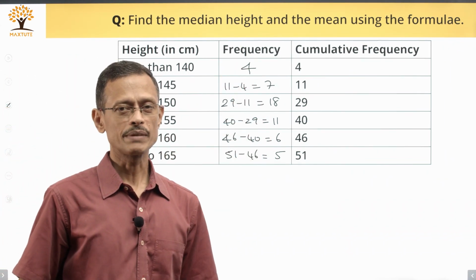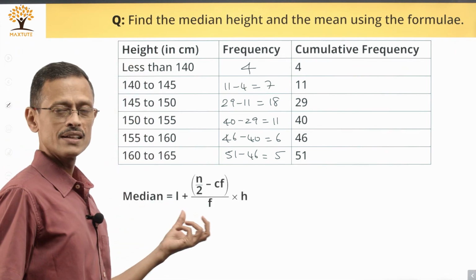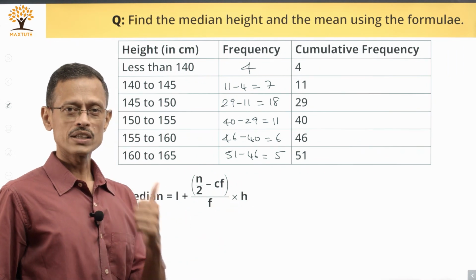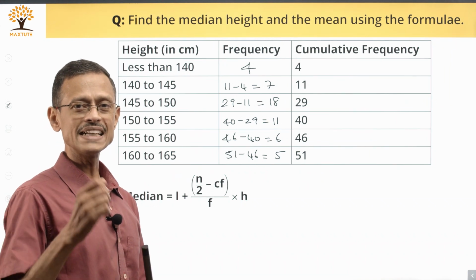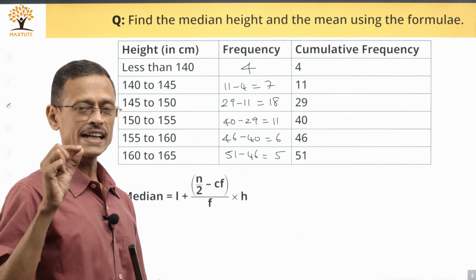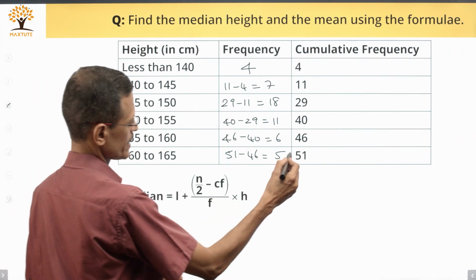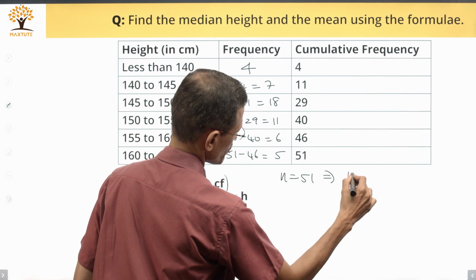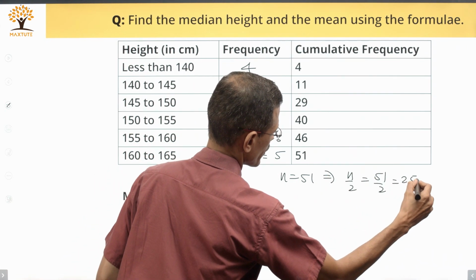Now, how do we find out the median? The formula to compute the median is equal to L plus n by 2 minus Cf divided by f, times h. What are each of these things? L is the lower limit of the median class. In this case, we'll identify what the median class is in a minute. n by 2 is basically the total number of girls; n is equal to 51, which means n by 2 is equal to 51 by 2, which is 25.5.